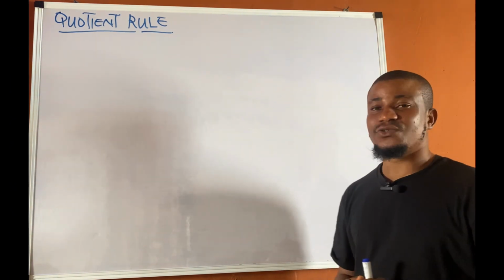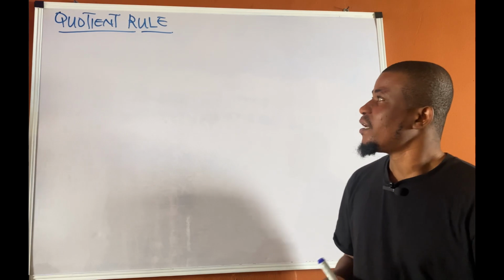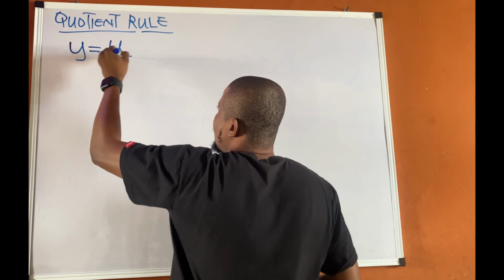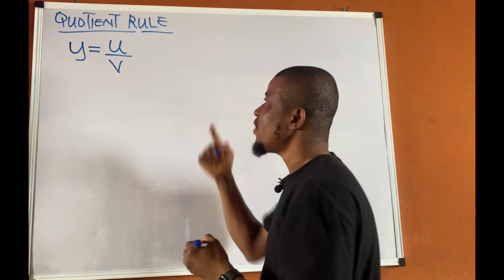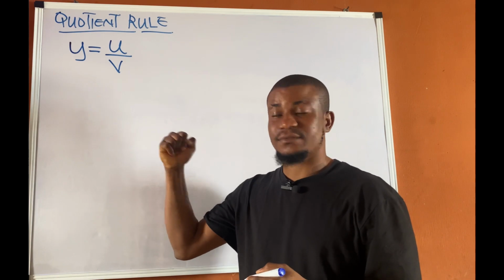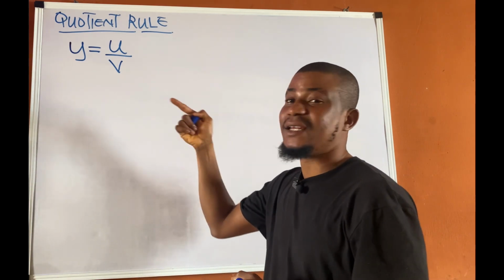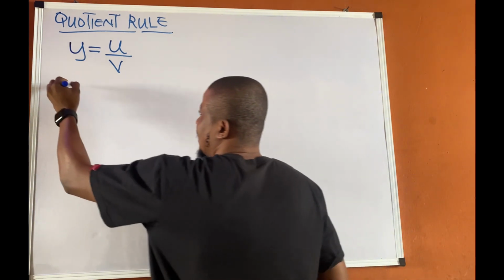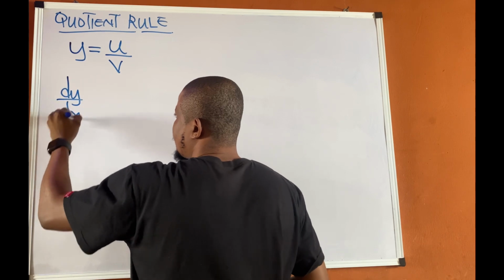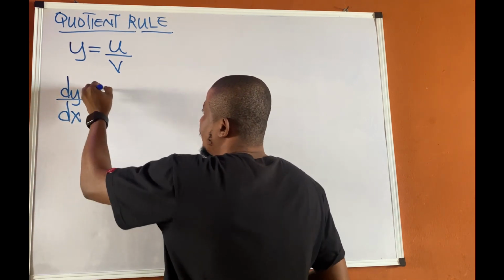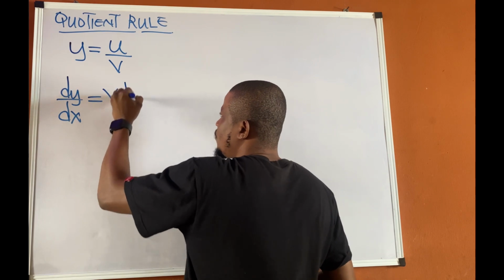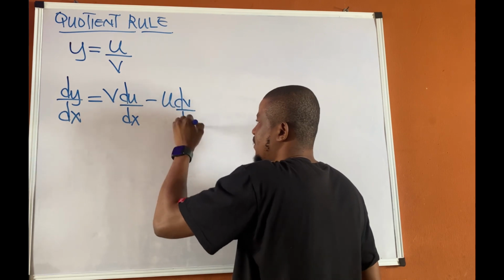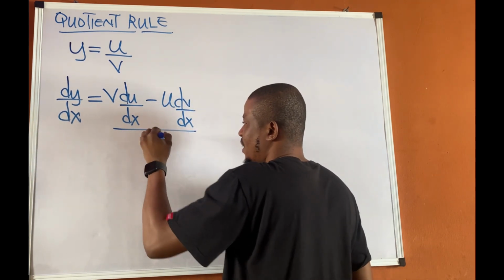Alright, let's talk about the quotient rule of differentiation. If you are given a function y equal to u over v, where u and v are functions of x, then to find dy/dx, we need to apply the quotient rule. And what is the quotient rule? dy/dx is equal to v du/dx minus u dv/dx, all over v squared.